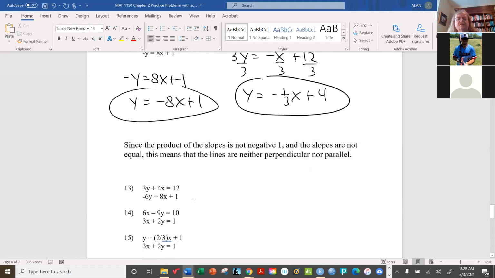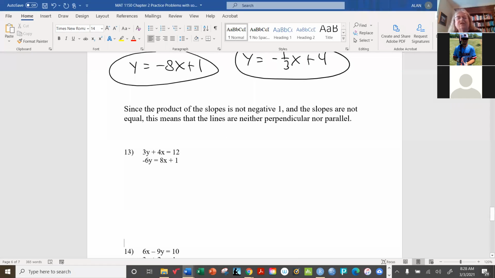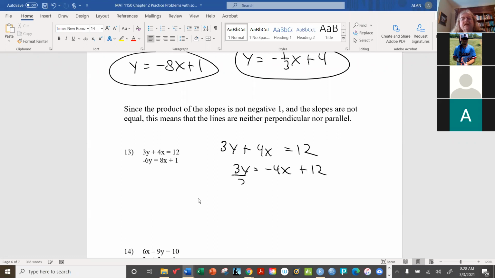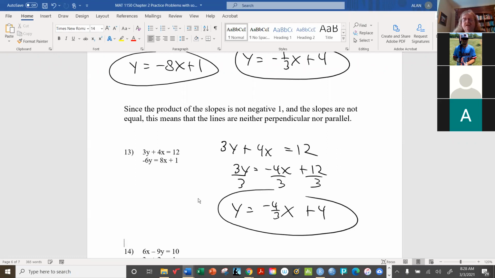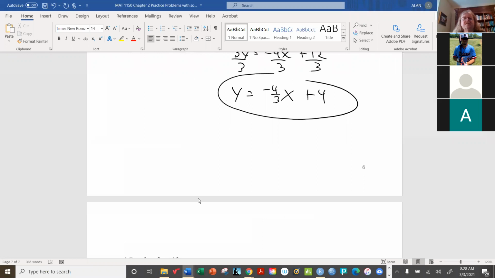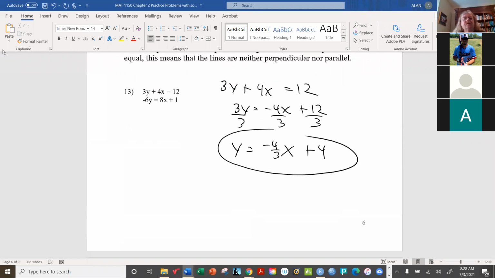All right, so how about these two? You can't really tell just by looking at them, unless you do this all the time. You have to go through the formality of rearranging them. All right, let's get that 3 out of there by dividing both sides. So that's the first one. The second one, I'll move it over here.